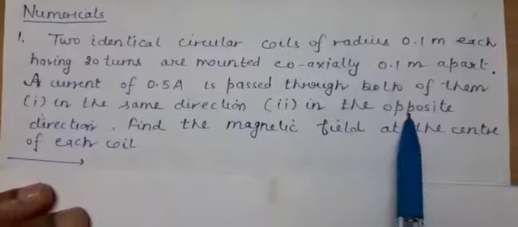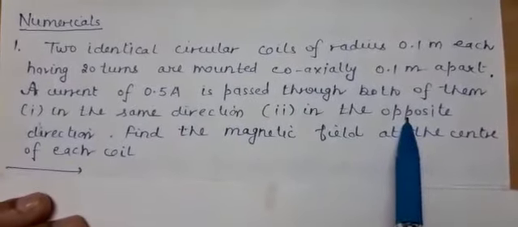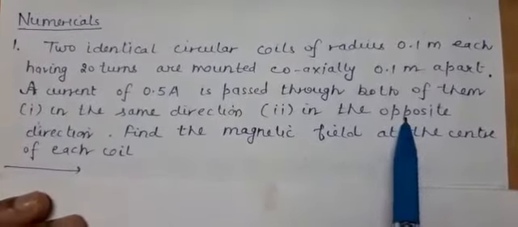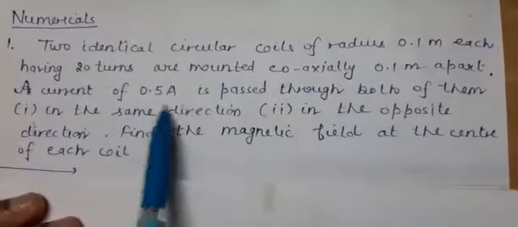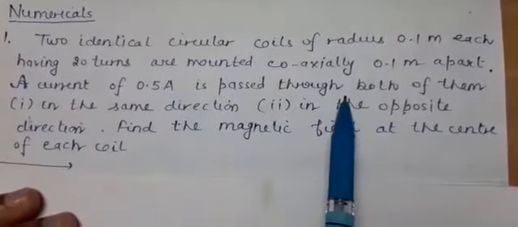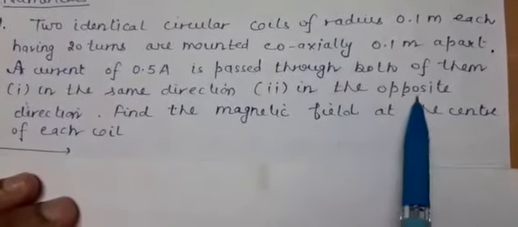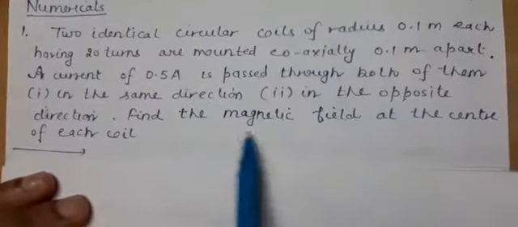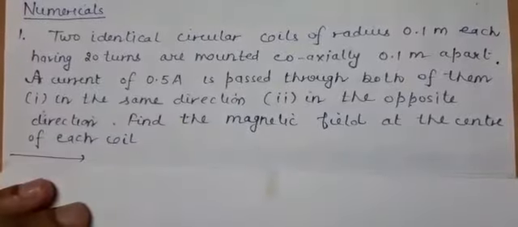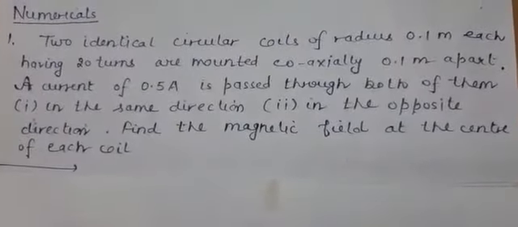Two coils have been given with radii, number of turns, and separation distance. The current passed is the same in both the coils, first flowing in the same direction and second time moving in the opposite direction. Find the magnetic field at the center of each coil.